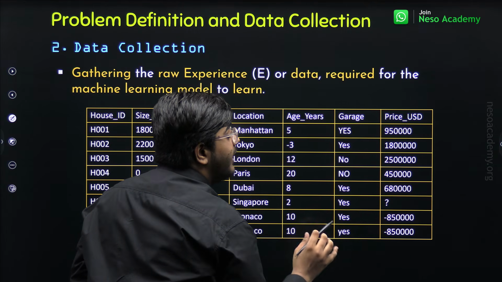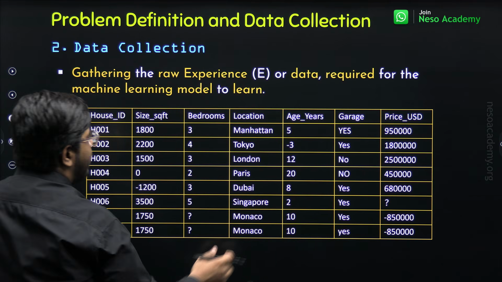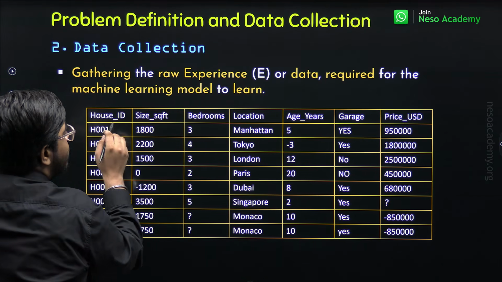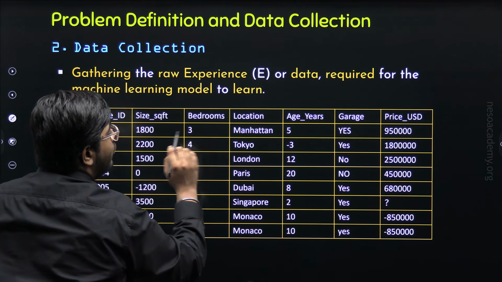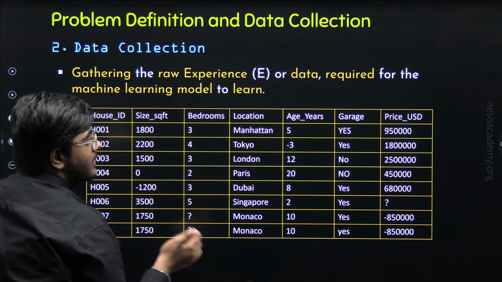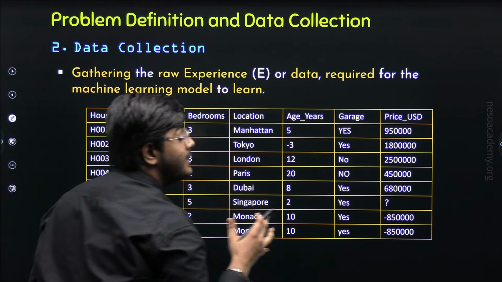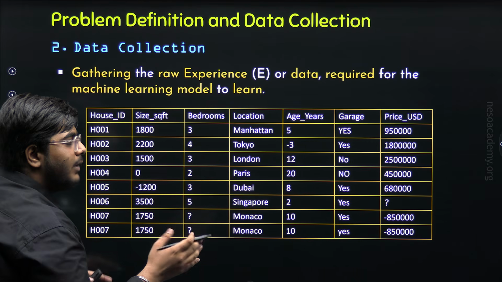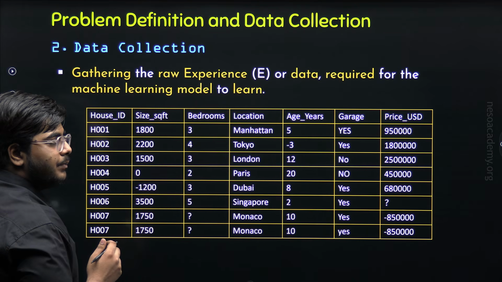This is to be predicted by the machine learning model. So these are the features: house ID, size SQFT, bedrooms, location, age years, and garage are the features of the houses. And price USD is the target variable or the label of the house price prediction system.